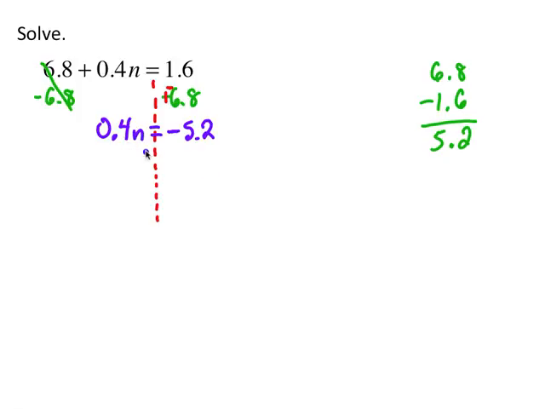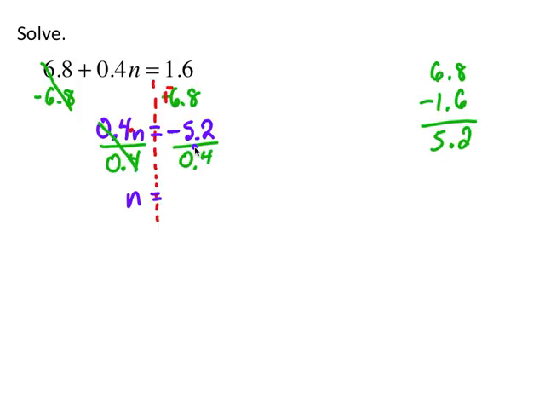We want to get the n all by itself though. So remember, when you have a number right next to a variable and there's nothing in between, it means multiply. So we have to remember that, and to get rid of the 0.4 then we need to do the opposite. Opposite of multiplying is dividing. So we are dividing both sides by 0.4. Okay, that way 0.4 divided by 0.4 is 1. So those cancel. We just have 1n.